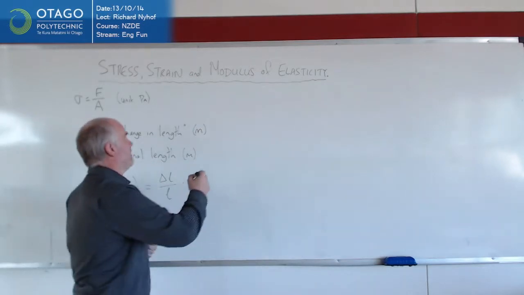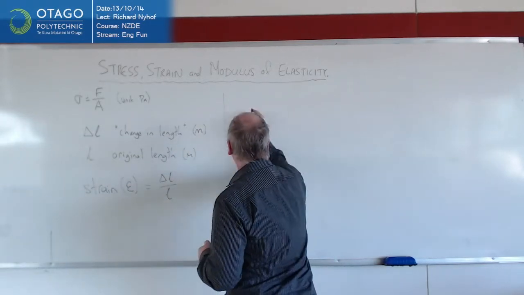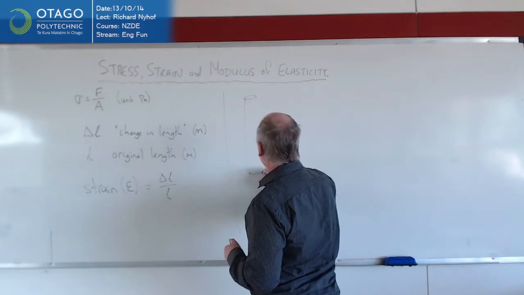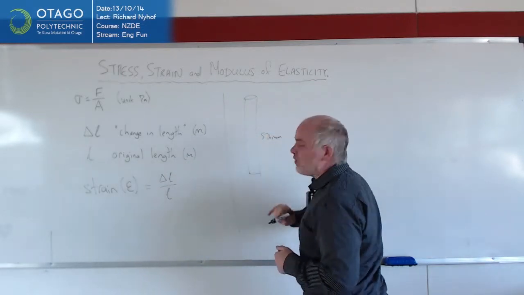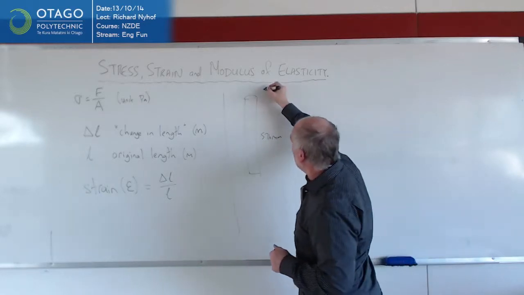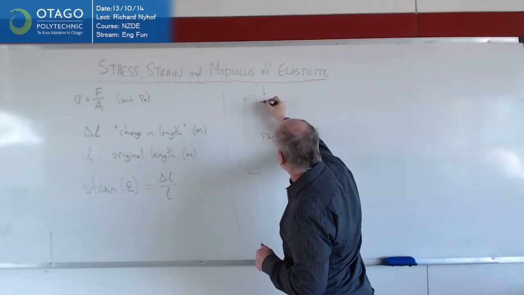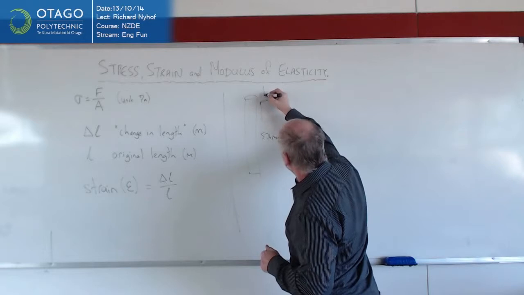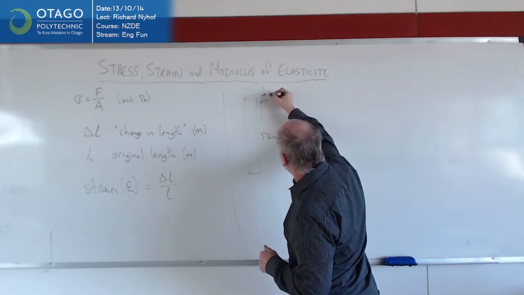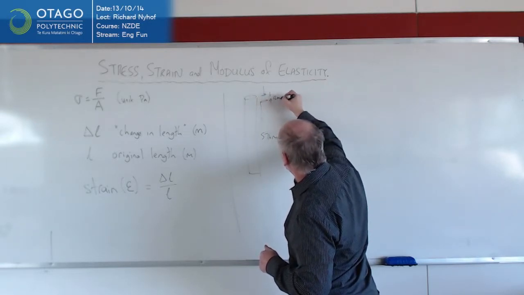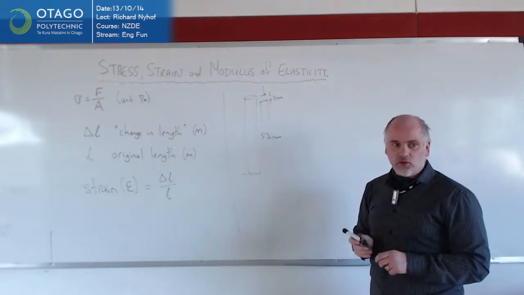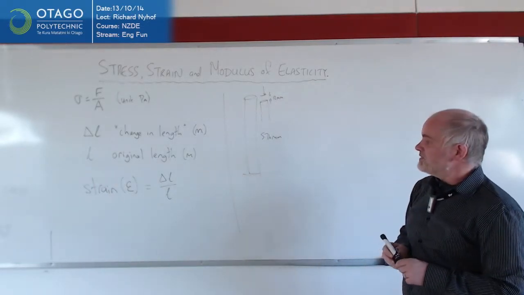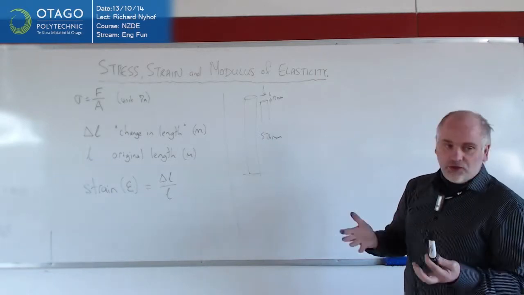Okay, so let's have a look at an example. So we're starting with something which is 576 millimeters long, and we're going to apply a force on it, and when we apply a force on it, it's going to squash down by 12 millimeters. Okay, so this is still the same thing. So when we've squashed it, it's changed by 12 millimeters. And the question is, what's the strain?